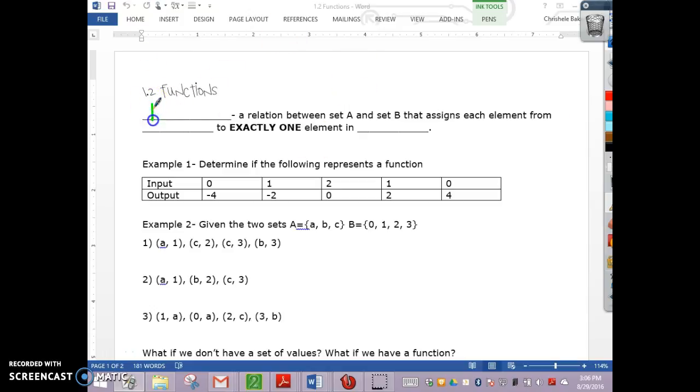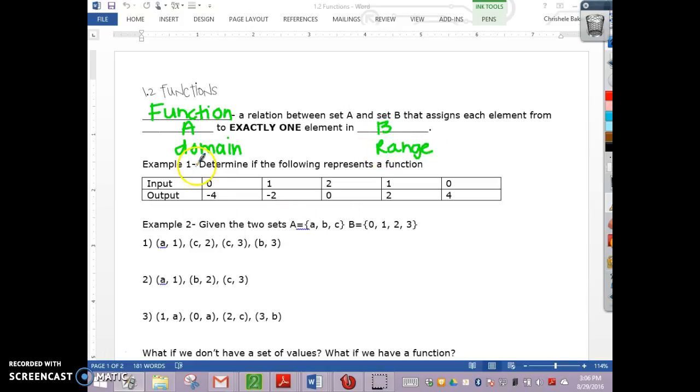So by definition, a function is a relation that maps between set A and set B that assigns each element from set A to exactly one element in set B. We call A the domain and B is the range.